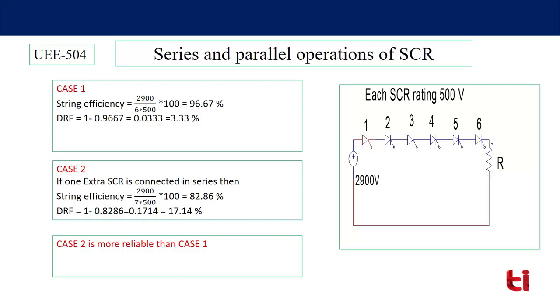Then 2.9 kilovolt will be shared by the remaining 5 SCRs, and the rating of the SCR is 500 volt. 5 SCRs as a whole can share a maximum of 2.5 kilovolt. So all the 6 SCRs will get damaged. So it is better to go for better reliability than to increase the degree of utilization of the SCRs.